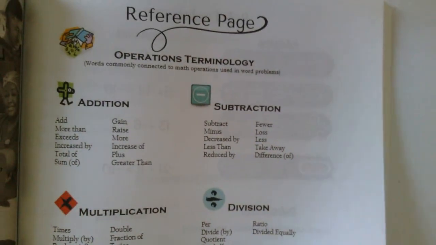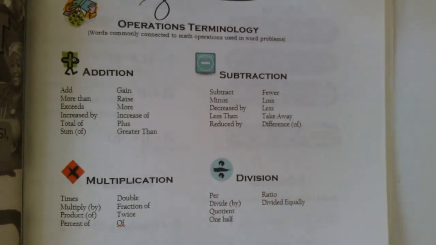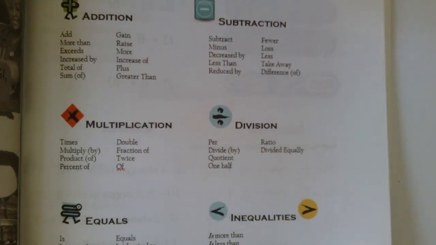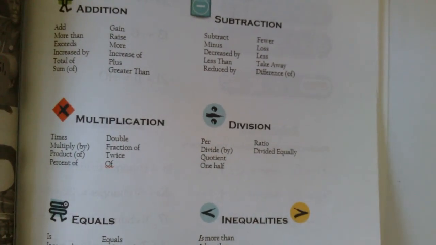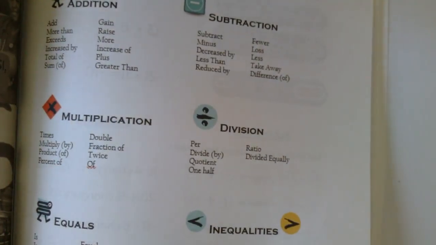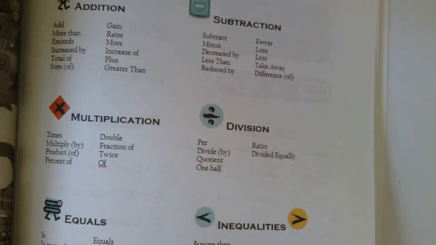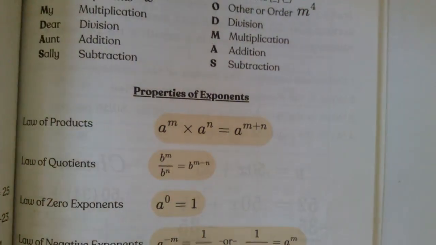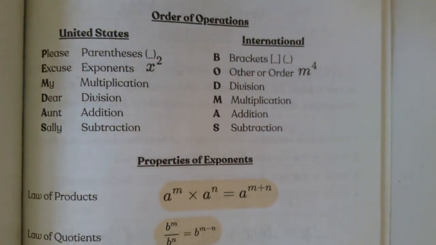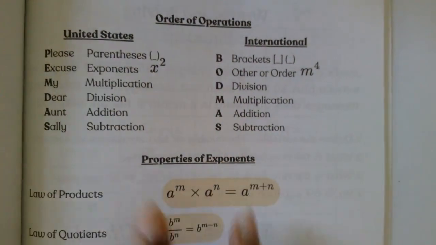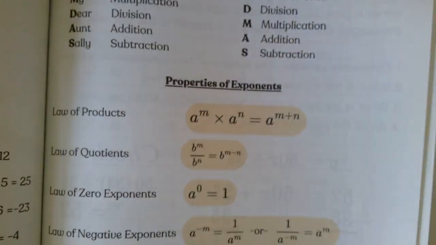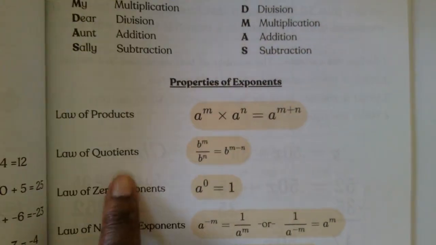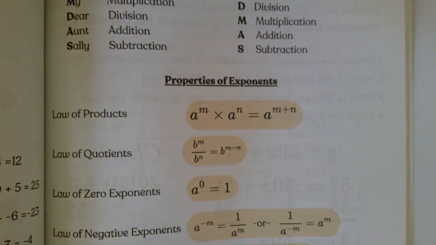But each of the books in the back, you get reference pages. So what are the most popular words that they use to represent certain terms in word problems? So you can translate the word problems into algebraic expressions or equations a lot easier. Okay, the order of operations, US, international. Okay, some people know it as BODMAS. All right, so then you have the properties of exponents. We kind of worked on some of these today.